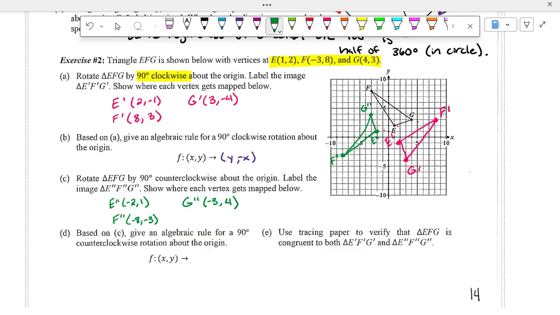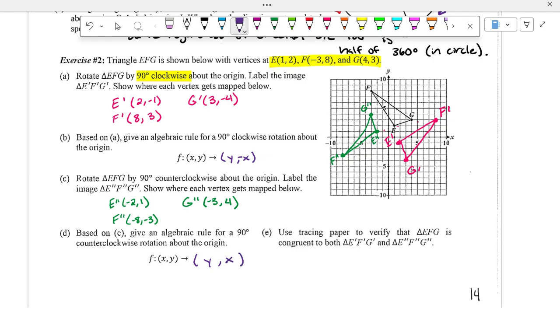So look at the original points that are highlighted up top. For example, E. What happened between E and E double prime? What happened to the numbers? They flipped. So the first part is that instead of x, y, we have y, x.